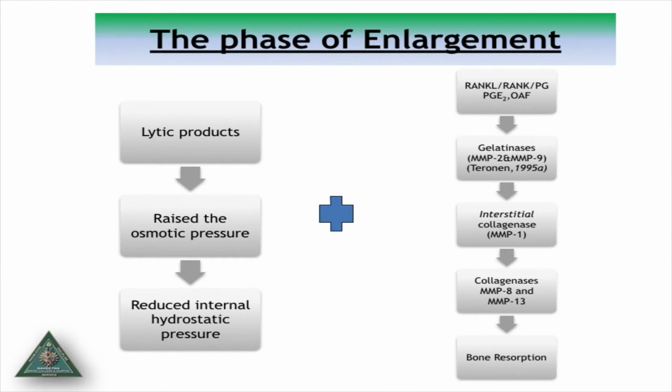a phase of enlargement. Two processes combine in the phase of enlargement. First, due to lytic products, there's an increase in osmotic pressure and reduced hydrostatic pressure. So there is imbibition of water and enlargement of the cystic cavity. Simultaneously, the receptor activator of NF-kB ligand, prostaglandins, prostacyclins, and osteoclast activating factors produce gelatinase, interstitial collagenase, and collagenase-like metalloproteinase, and this leads to bone resorption.